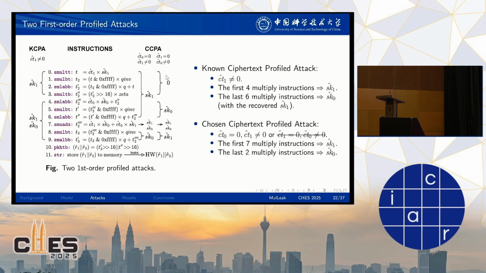When we set CT hat 0 to be 0, the dependency between SK hat 1 and SK hat 0 can be broken. We can independently recover SK hat 1 with the first 7 instructions and SK hat 0 with the last 2 multiply instructions.